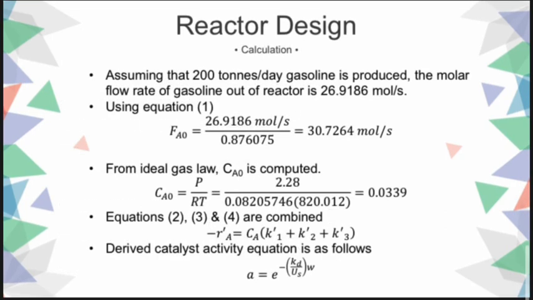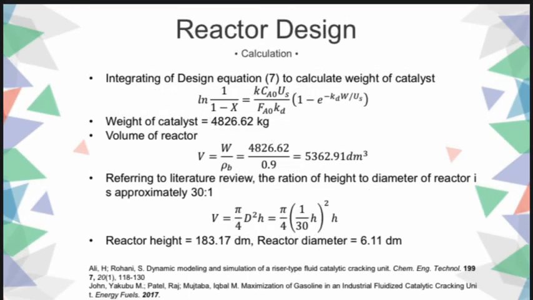We start our calculation by setting the amount of gasoline to be produced by the reactor. From there, we will be able to calculate the inlet flow rate and concentration of gas oil. By combining the stoichiometry and rate of production of each product, we can calculate the overall rate of consumption of gas oil. We have derived the catalyst activity equation as shown in the slide. By integrating design equation number 7, we have calculated the weight of catalyst.